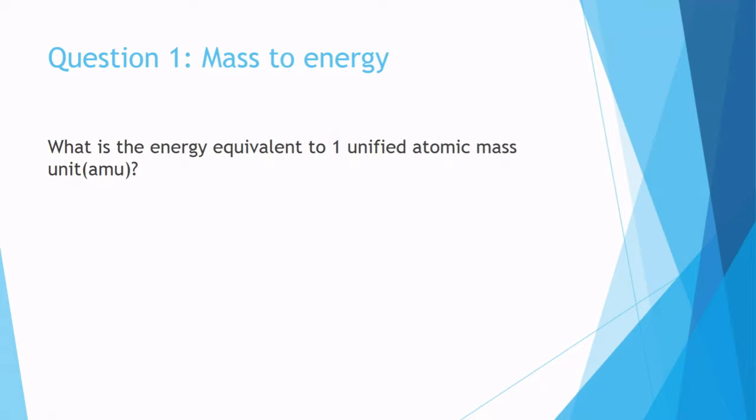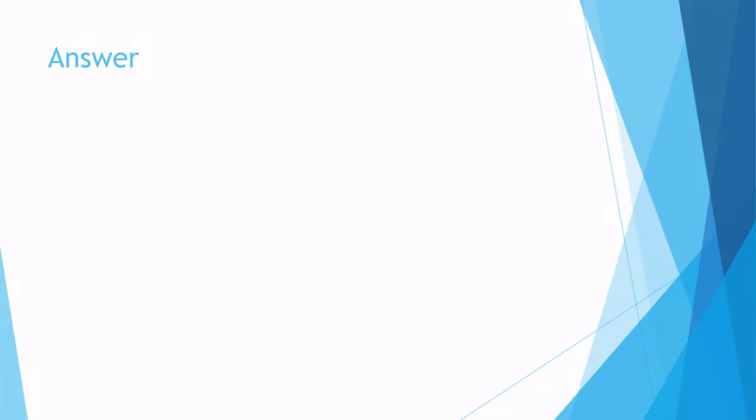The first question is, what is the energy equivalent to one unified atomic mass unit, or AMU? To solve this problem, we are going to be using the mass-energy equivalence equation, E equals mc squared. Next, we will convert the one atomic mass unit into kilograms.